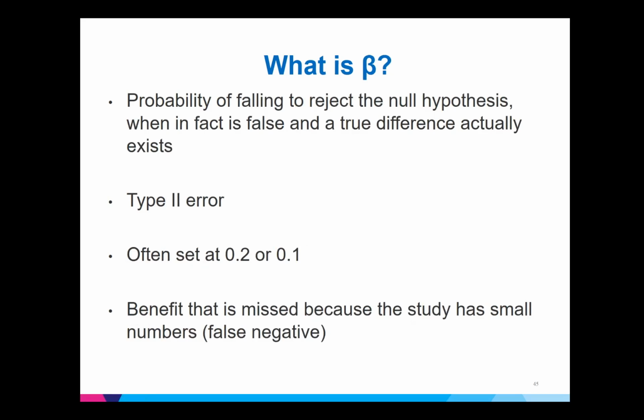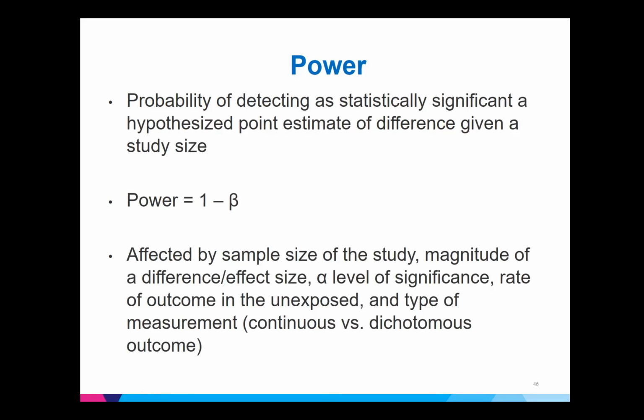And then for beta, this is the probability of failing to reject the null hypothesis when in fact it is false and a true difference actually exists. So this will be your type 2 error that's usually set at 0.2 or 0.1. And the benefit is missed because the study has small numbers, could be another way of looking at it. So this could be your false negative, your beta or your type 2 error. Now some of these people are familiar, but for others it might be an introduction.